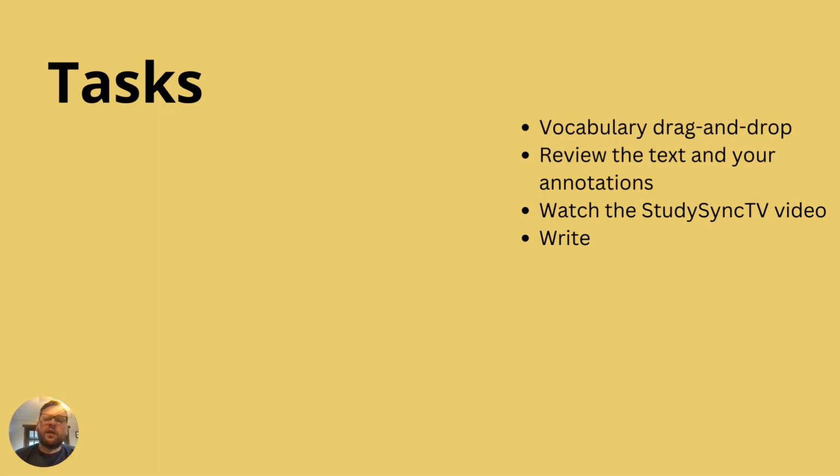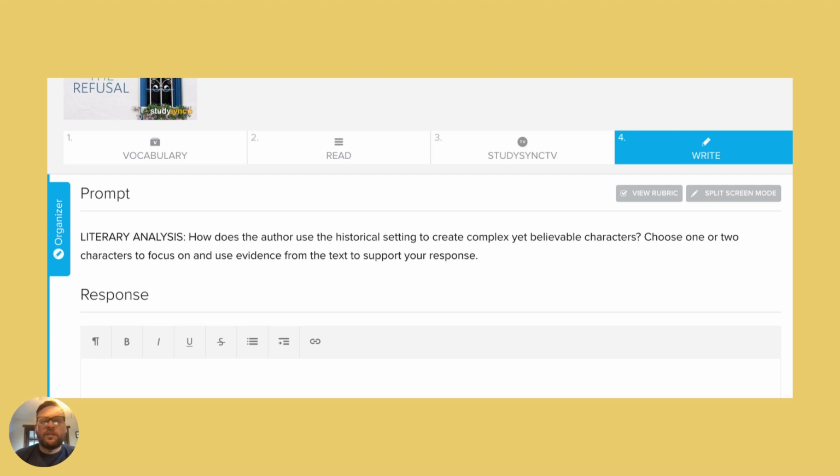Before you get started, it might be helpful to discuss the prompt with a partner or in your table group. But let me give you a few tips just to get you going. The writing prompt states, how does the author use the historical setting to create complex yet believable characters? Choose one or two characters to focus on and use evidence from the text to support your response. Okay, so let's break this down.